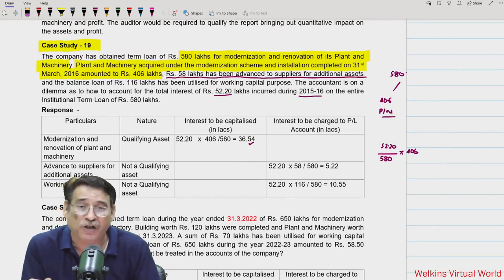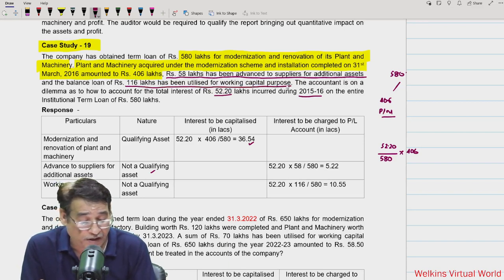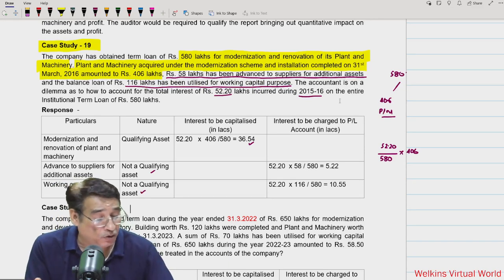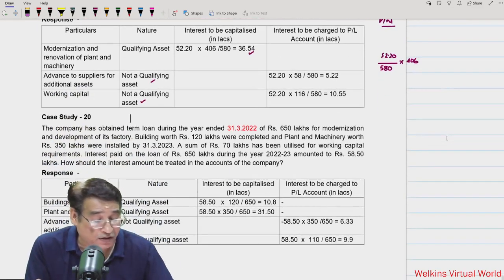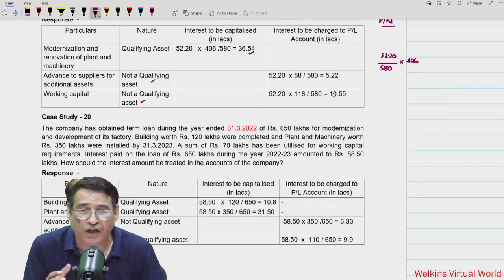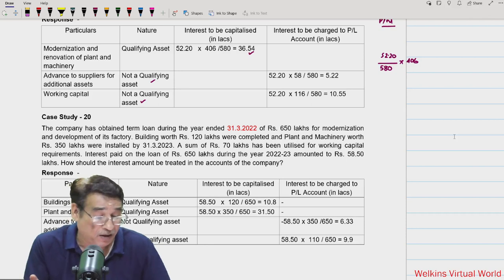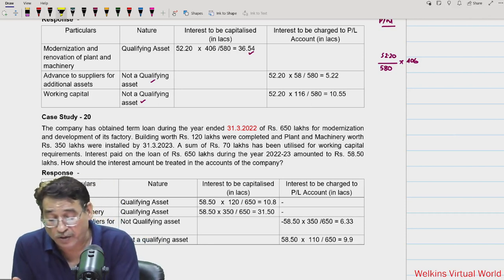Further, the question says that out of 580 lakhs, 58 lakhs have been advanced to a supplier for an additional asset. So the advance is not treated as a qualifying asset. Similarly, 116 lakhs has been utilized for working capital purpose. Even working capital is not a qualifying asset. If you compute the interest on these two items, it will be 5.22 and 10.55. Needless to add, these items will be treated as revenue nature expenditure.